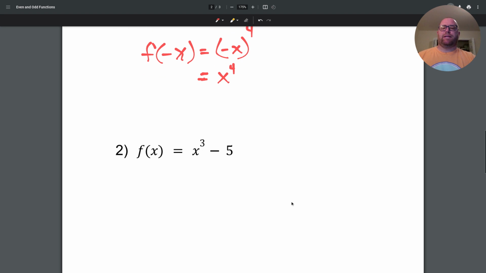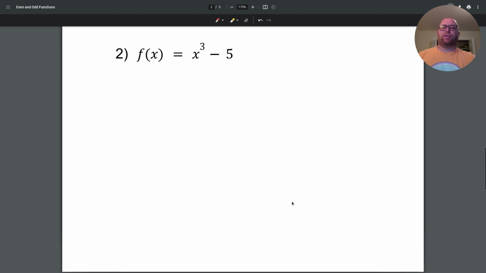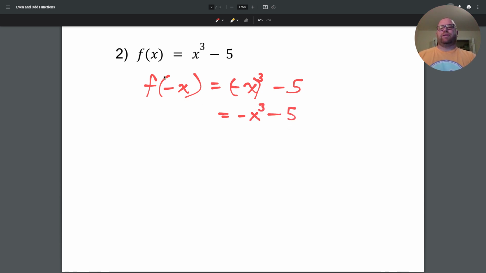Okay, let's take a look at this next one. f of x equals x cubed minus 5. So if we plug in negative x, we get f of negative x equals negative x, all this cubed, minus 5, which works out to negative x cubed minus 5. So does f of x equal f of negative x for all x? No, so it's not even.